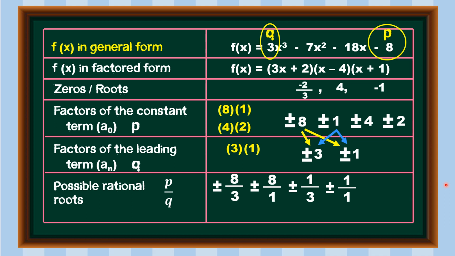Positive and negative. And then, we have, ito naman tayo, 4 over 3. Positive and negative. And then, 4 over 1. Positive and negative. And then we have 2 over 3, positive and negative. And then we have 2 over 1, positive and negative. Ayan. So, simplify natin.